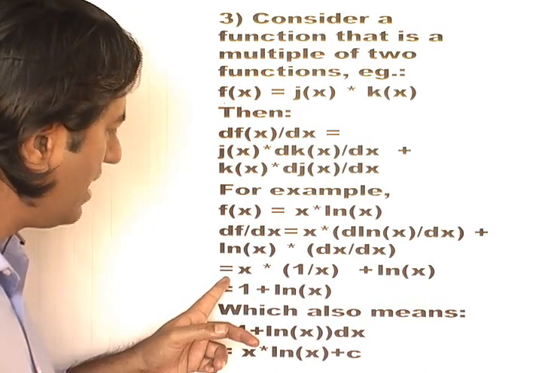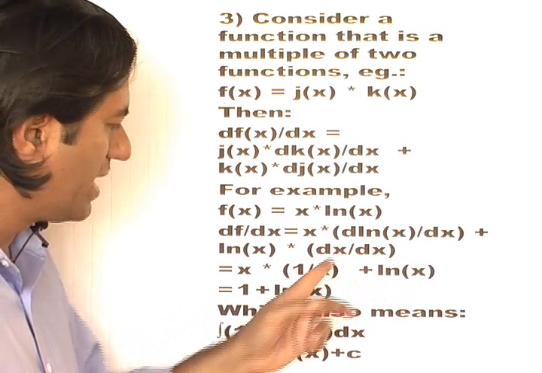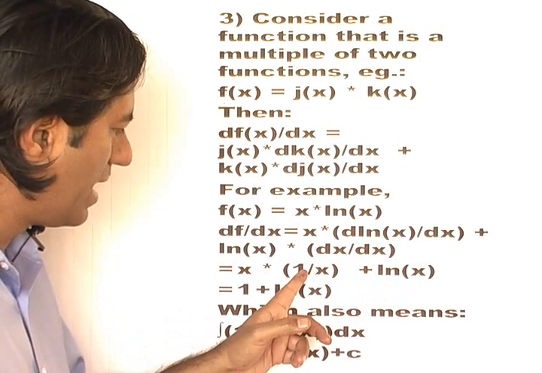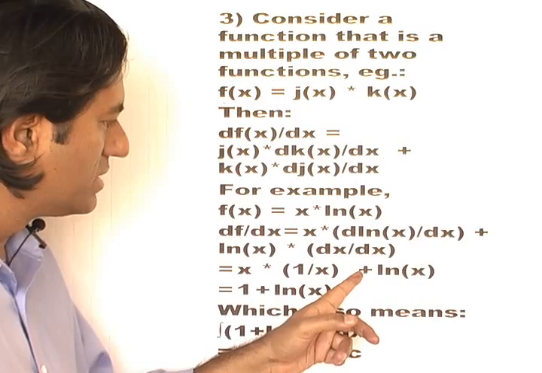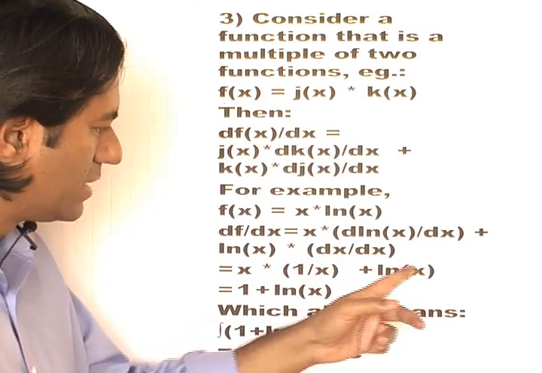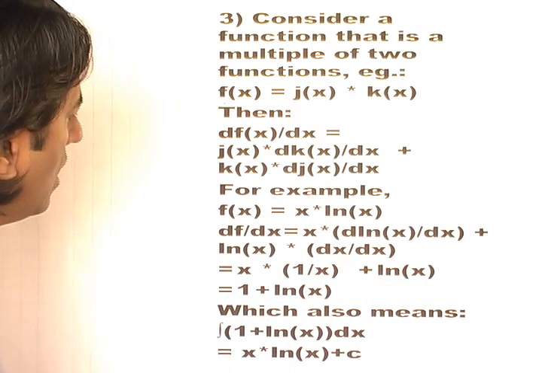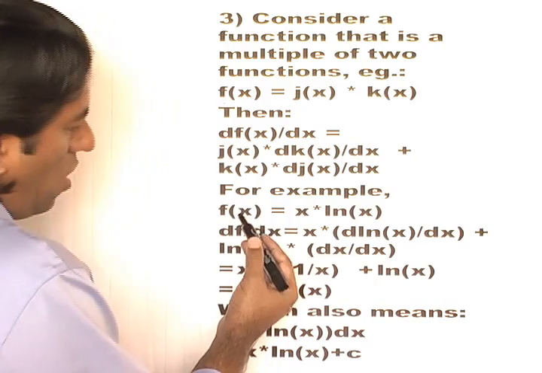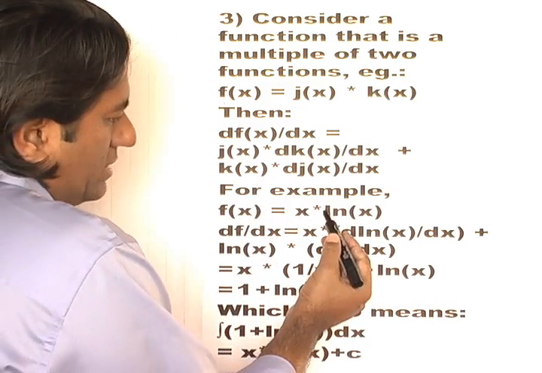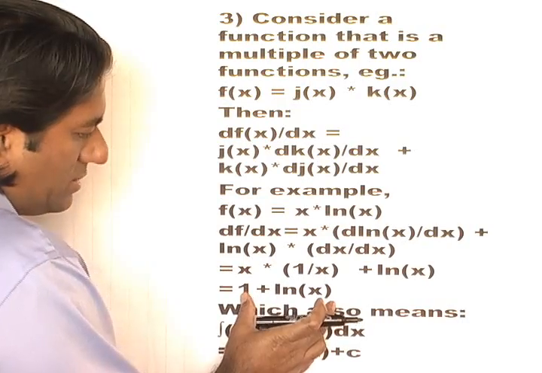And then that equals x into derivative of log x, which is 1 by x, so x into 1 by x plus log x into 1, and so that's simply 1 plus log x. So the derivative of f(x) equal to x times log x is 1 plus log x.